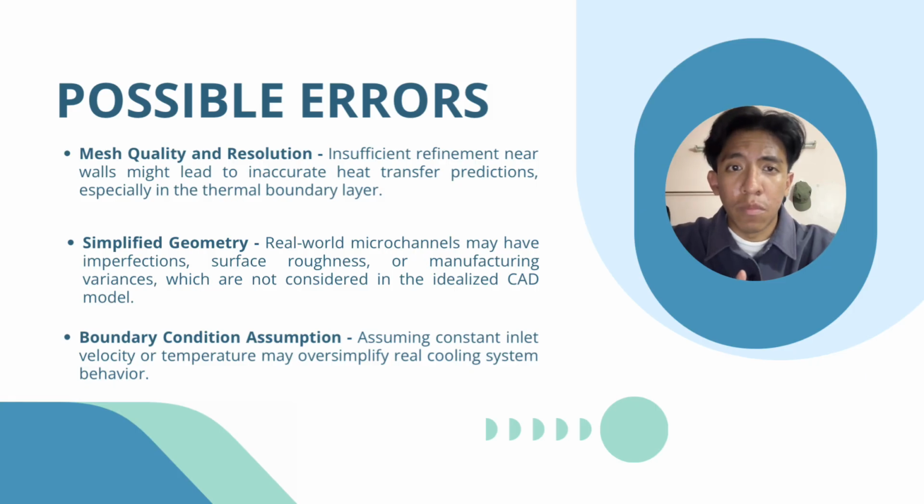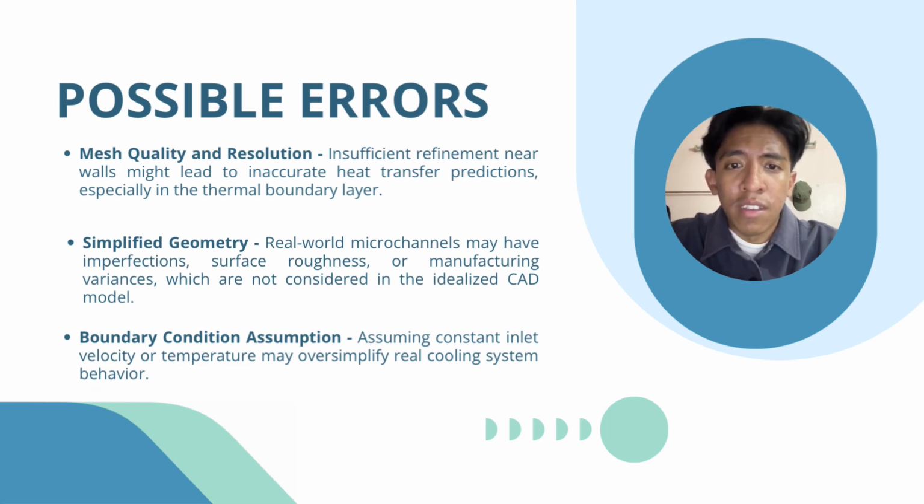Next, we are going to see the possible errors in our project. Number one is mesh quality and resolution. One of the most critical sources of error in CFD is the quality of the mesh. As we know, if the mesh is too coarse or uneven, it can produce inaccurate predictions of heat transfer and fluid flow, particularly in microchannel simulations where boundary layers are thin. To reduce this error, we perform a mesh independence study, but limitations may still remain depending on the refinement level.